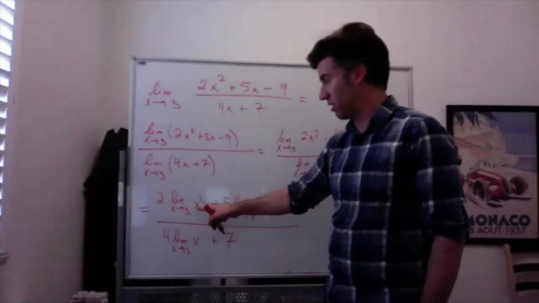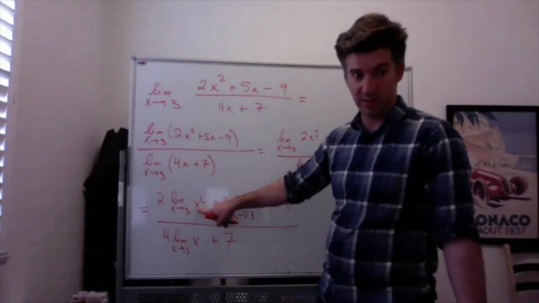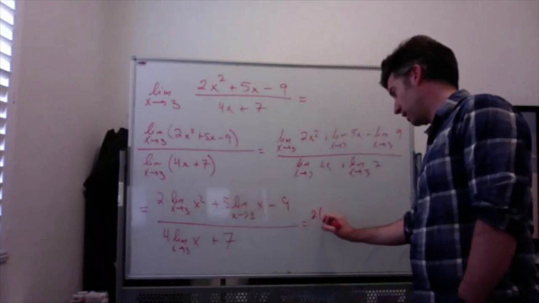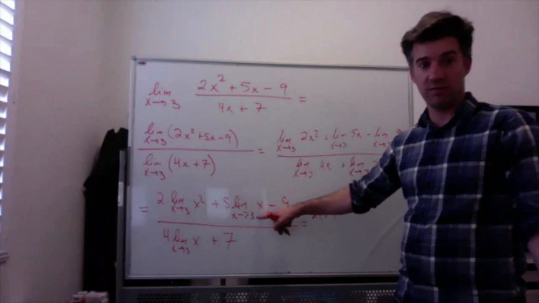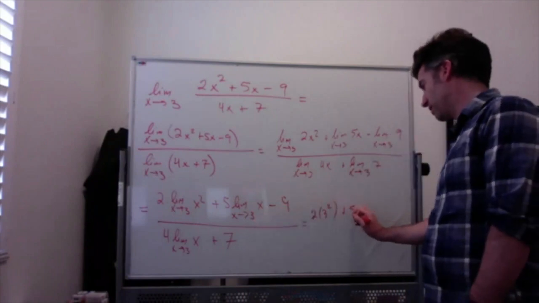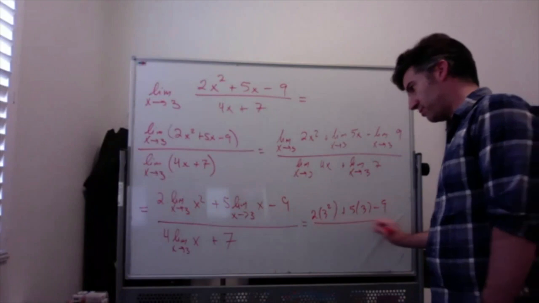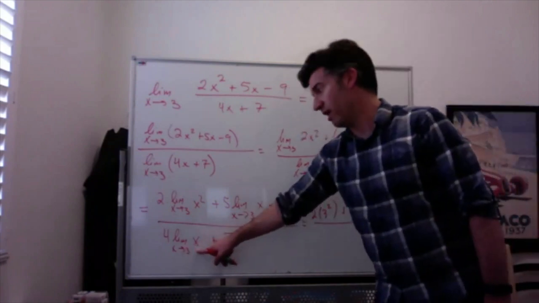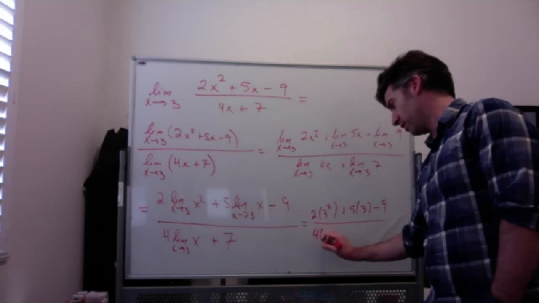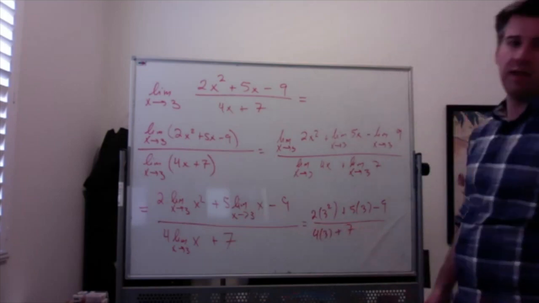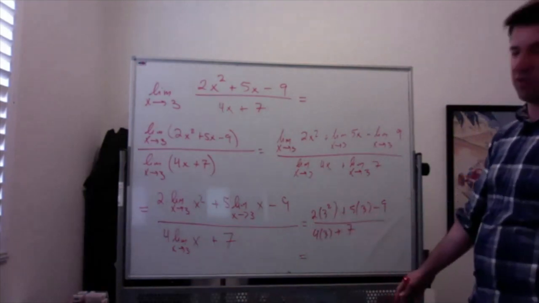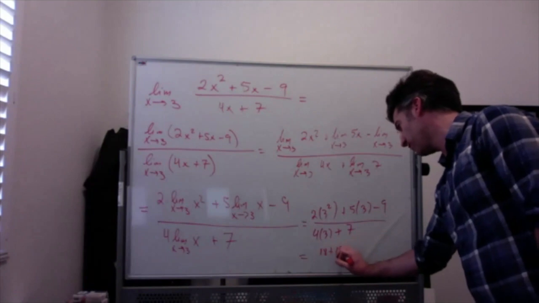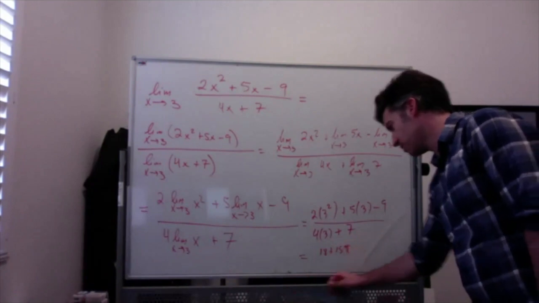And then I can finally use those last couple rules and say, if we have the limit as x goes to 3 of x squared, I just get to plug in the 3 and say that that's 3 squared. So I get 2 times 3 squared. Same thing here. The limit as x goes to 3 of x is just whatever x is approaching, which is 3. So I get 5 times 3 minus 9 all over the limit as x goes to 3 of x, which is just 3. So I get 4 times 3. And then we can do the arithmetic and get 2 times 9 is 18, plus 15. Well, let's just write it out: 18 plus 15 minus 9. Sorry, that looks terrible.